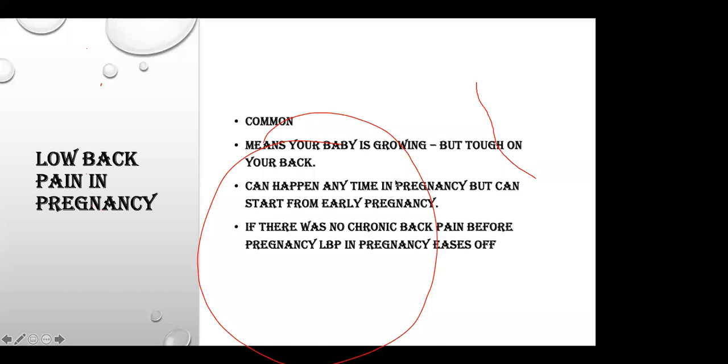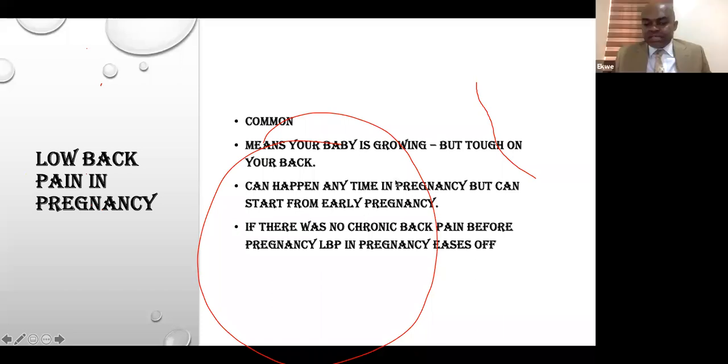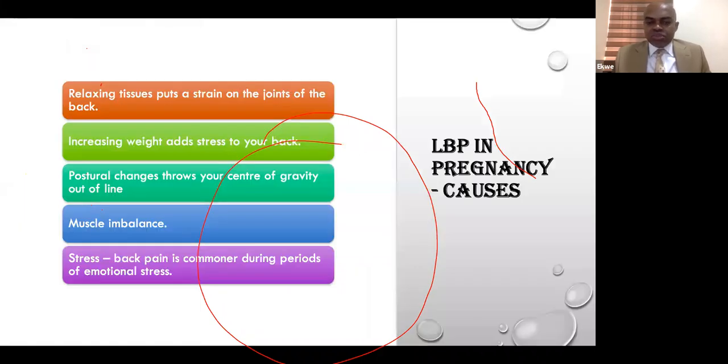The reason for back pain in early pregnancy is different from back pain in later pregnancy. If there was no back pain before pregnancy, most of the pregnancy-related back pain, which can be hormonal or positional, tends to disappear after the pregnancy. So don't despair, even if you're having back pain in pregnancy, most of it is not going to continue.